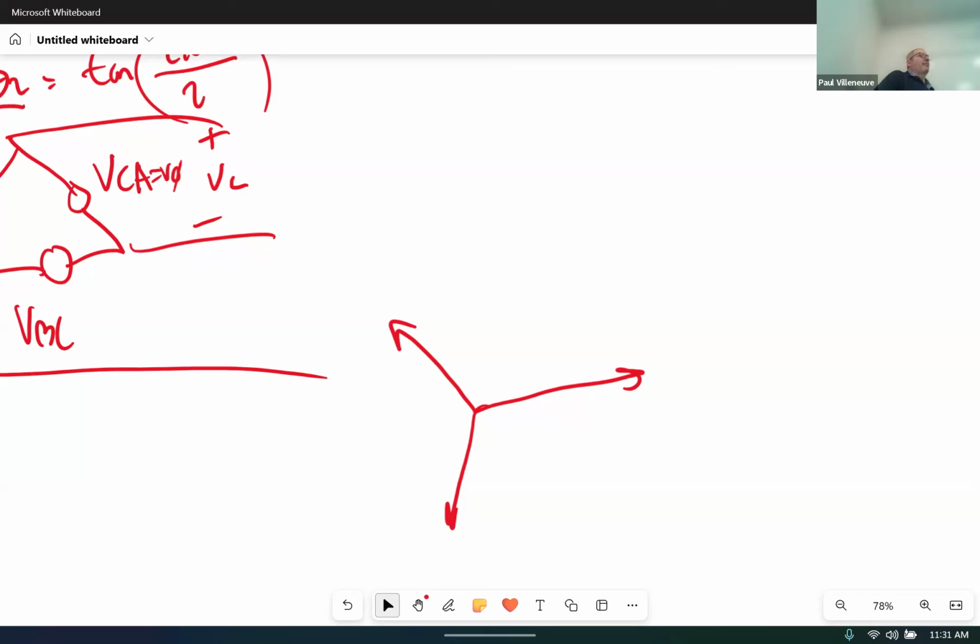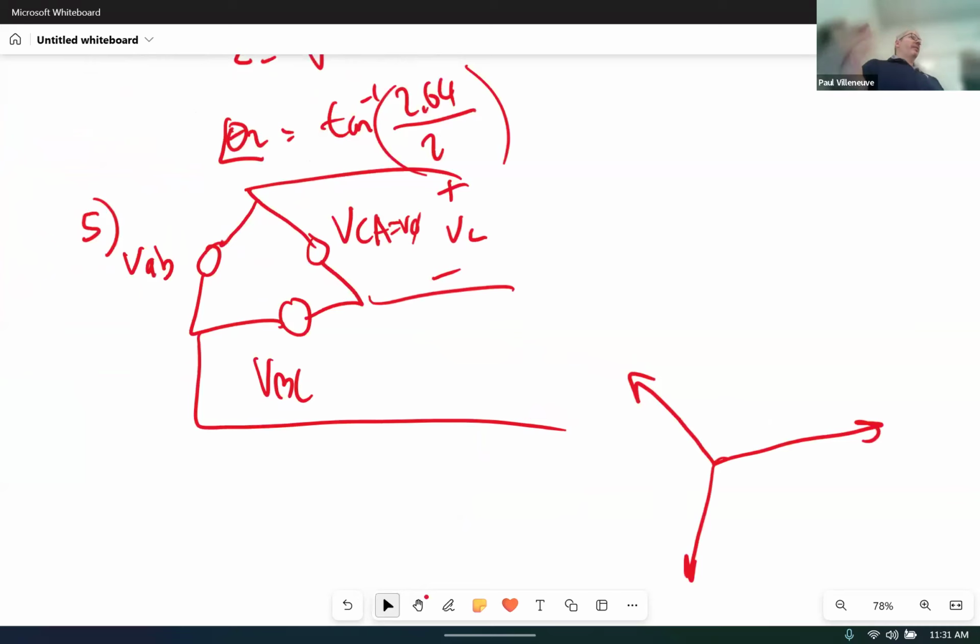It's a hard problem. Some people tried to multiply by the square root of 3. Some people tried to divide by the square root of 3. Just draw a picture. You see with the picture, right? You can see what phase and line voltages are. Any further discussion on number 5?